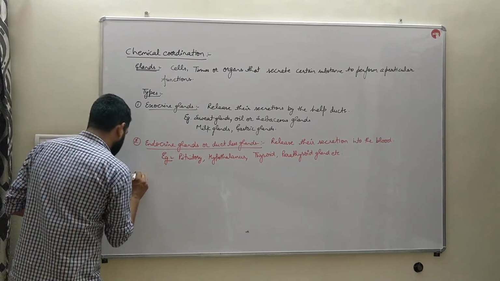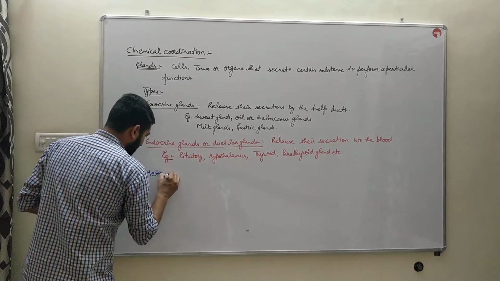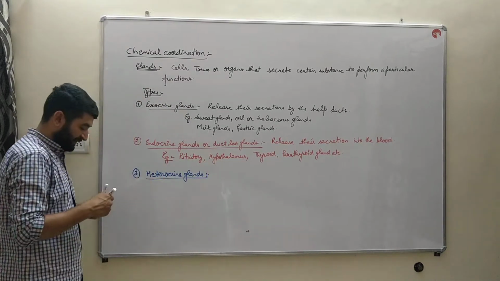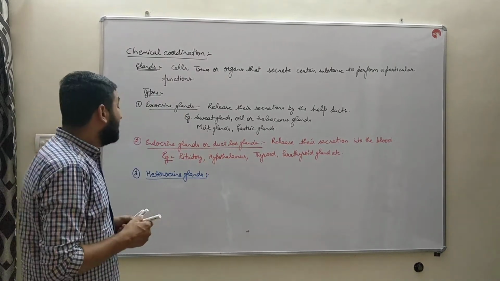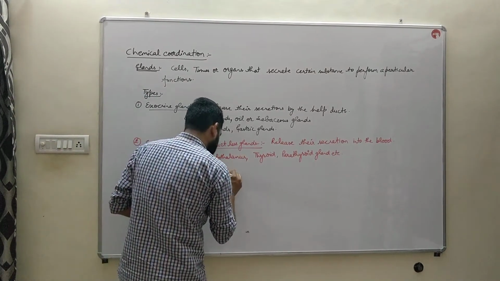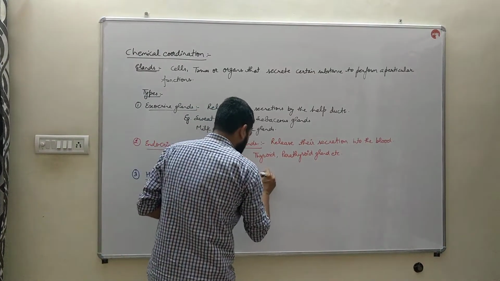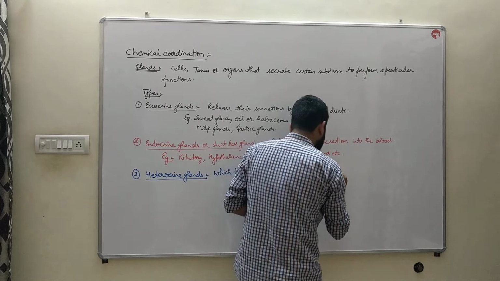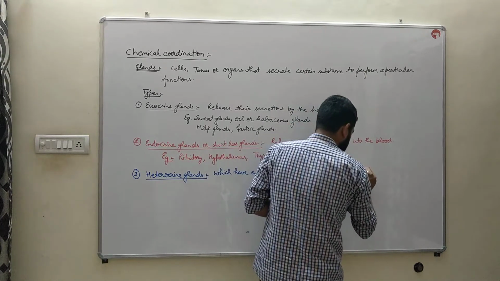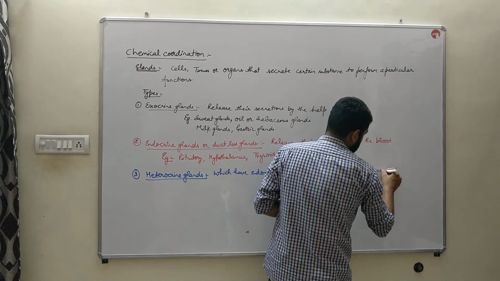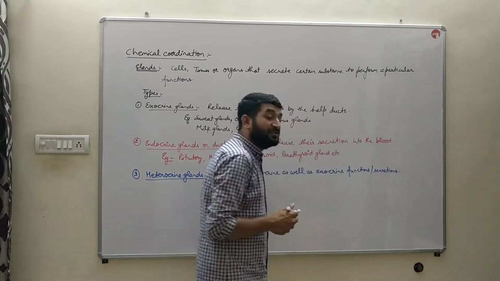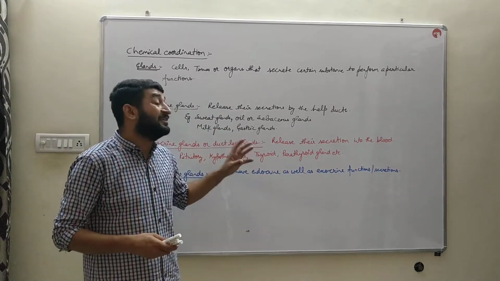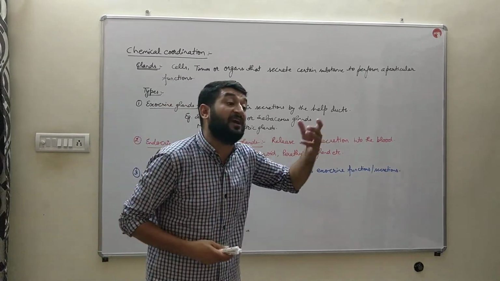The third ones are known as heterocrine glands. What are heterocrine glands? The glands which have endocrine as well as exocrine functions, or you can say secretions. That is, they release their secretions into the blood circulatory system, that is the endocrine function, as well as they secrete certain substances by the help of their respective duct as well.